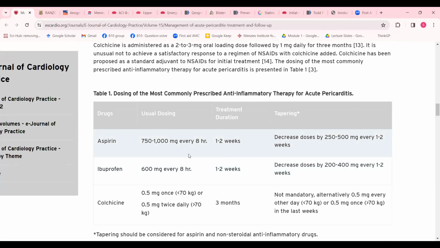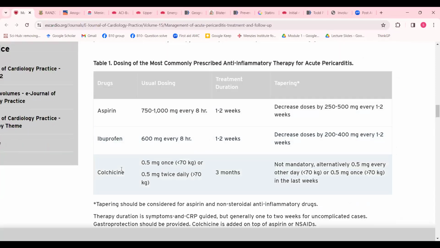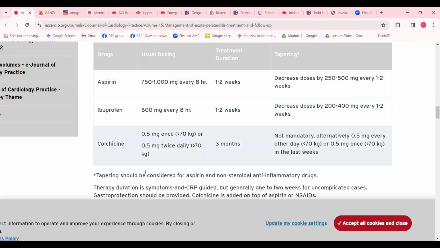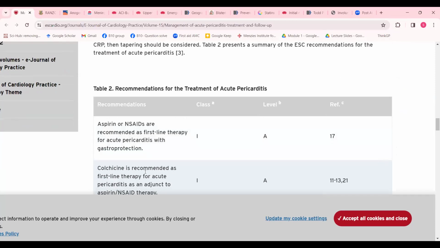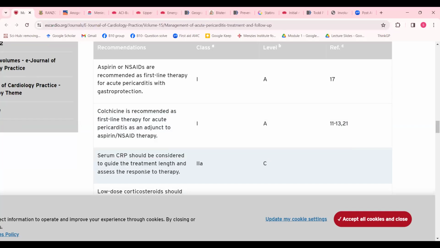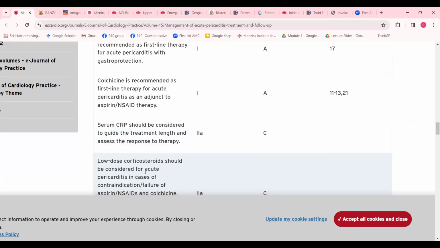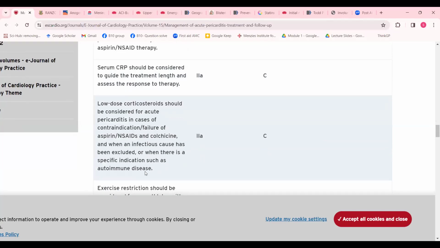Now, when you come to the NSAIDs, the commonly used ones would be ibuprofen and aspirin, and colchicine added if there's a poor response only. And steroids, again, used only if there's a poor response to aspirin or NSAID, plus or minus colchicine, and it's given only for a short period of time. And CRP is the one which is used to monitor the treatment.